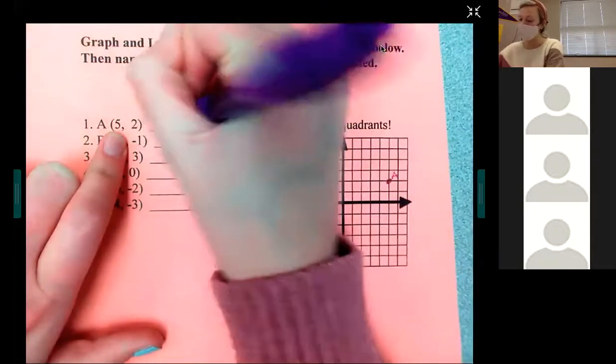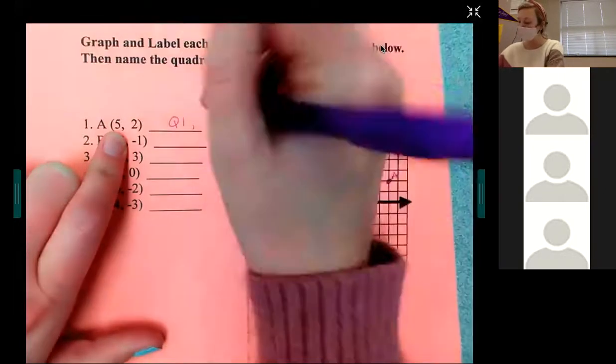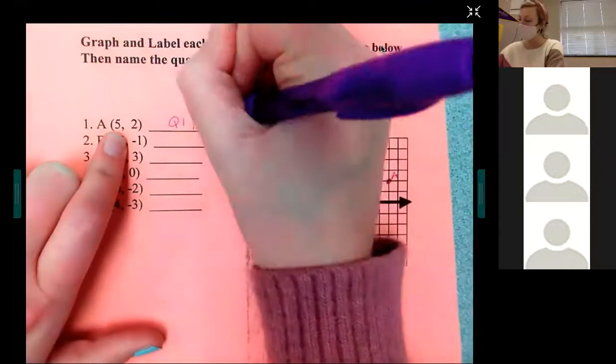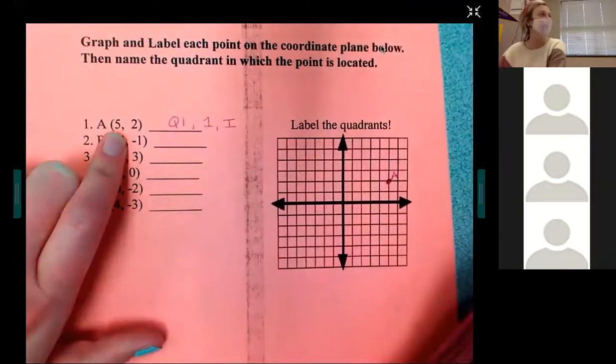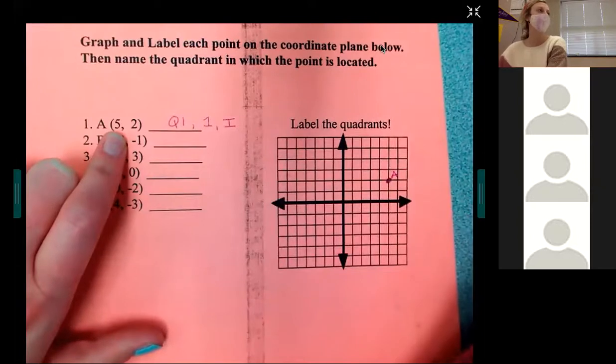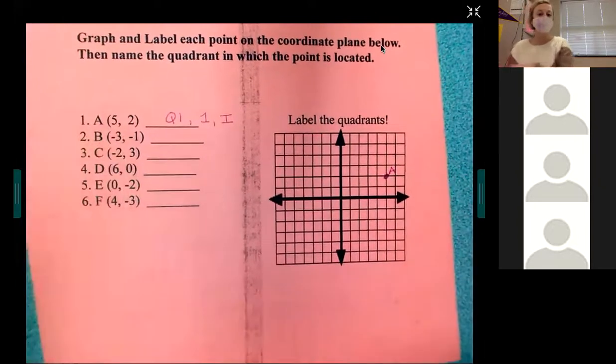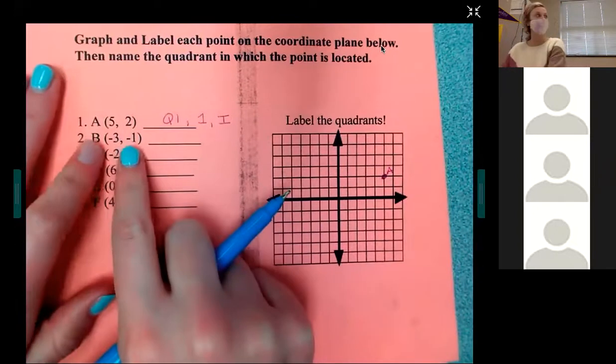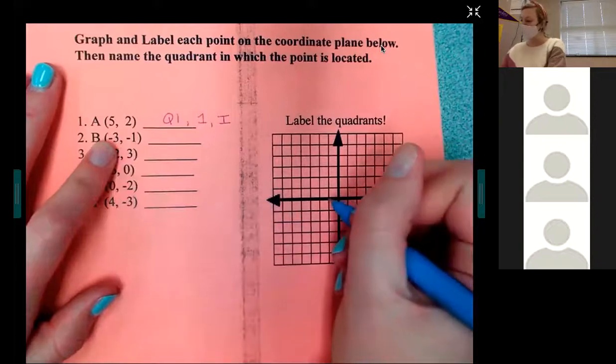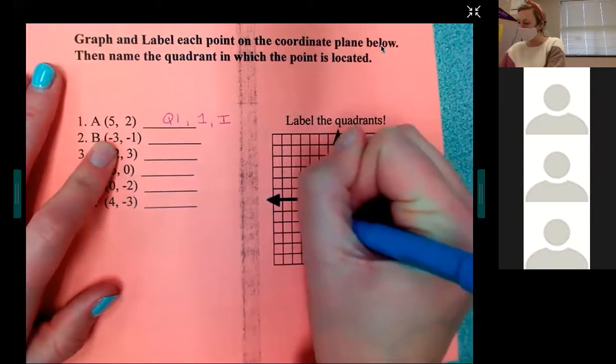Very good. So you can put Q1. You can just put a 1. If you like the Roman numerals, then you can do that. I don't care. They all mean the same thing. I don't like that y'all's middle school teachers make you put Q Roman numeral 1. Ugh. They mean the same thing. It doesn't matter. All right, for B, did y'all go left 3 and then down 1?